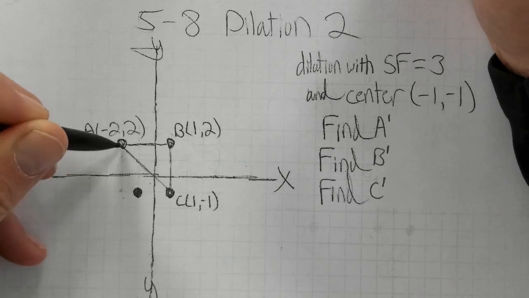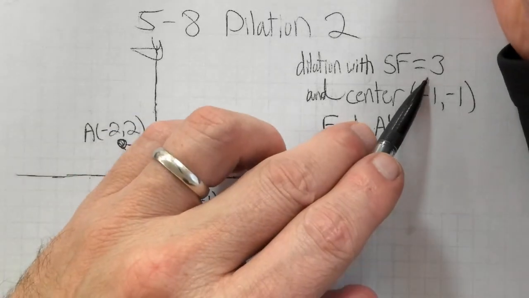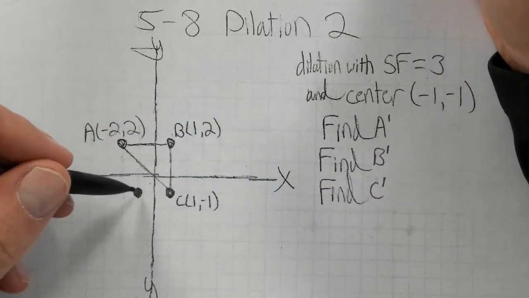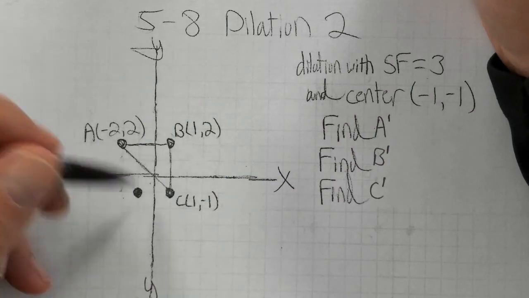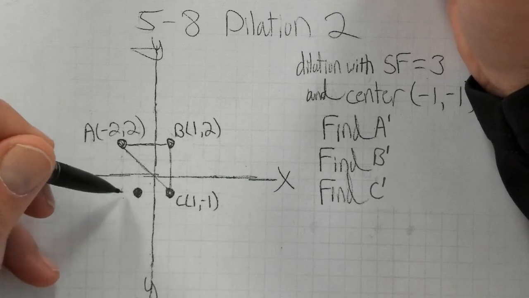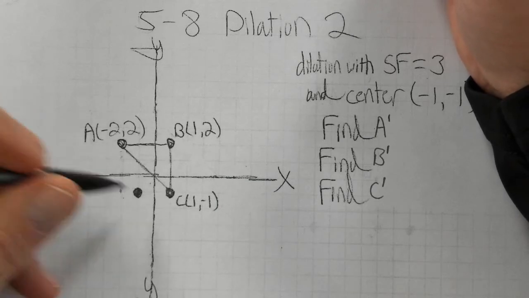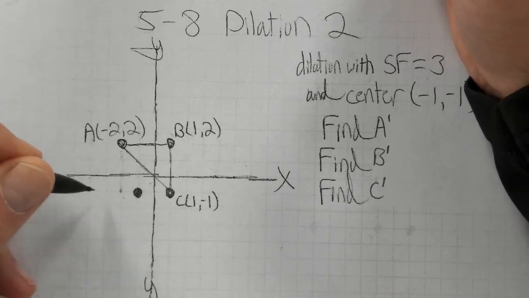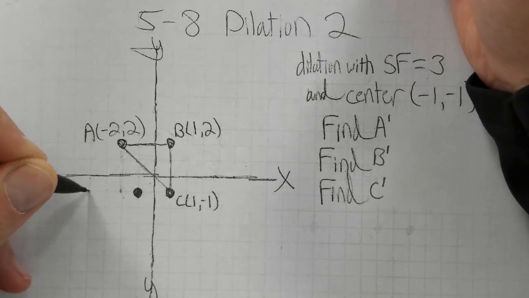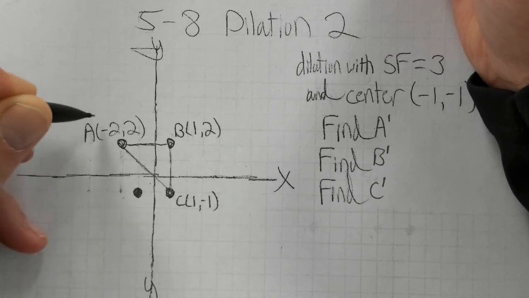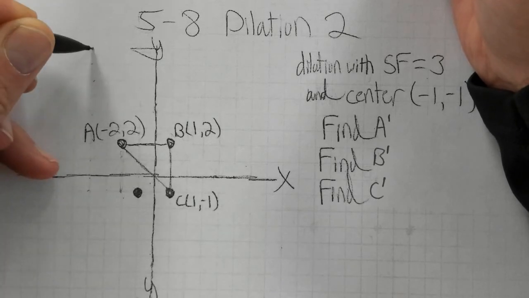Over 1, up 3. Now what's my scale factor? My scale factor is times 3. So everything is going to be 3 times as far over and 3 times as far up, again, from the center of dilation. So instead of over 1 and up 3, I need to go over 1, 2, 3, because remember everything's times 3. And then what's 3 times 3? Over 3 and up 1, 2, 3, 4, 5, 6, 7, 8, and 9.